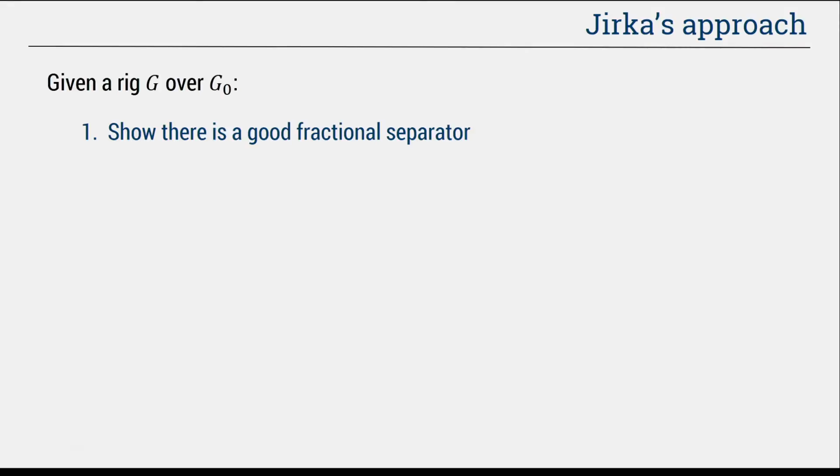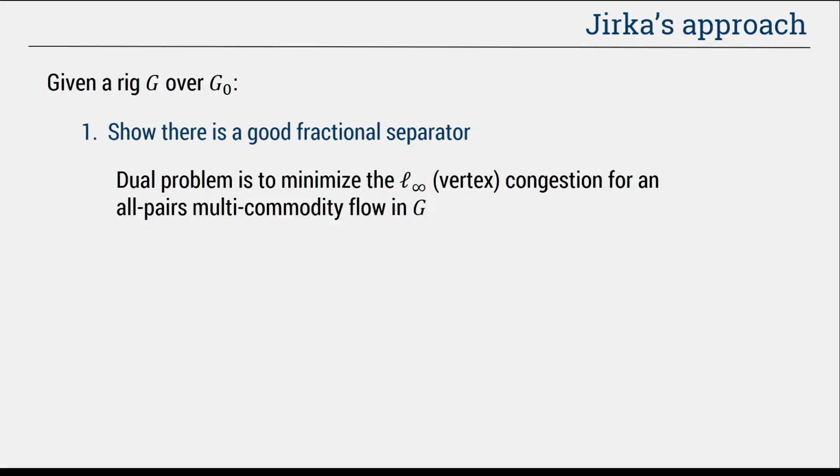Okay, so here's the approach. First, you show there's a good fractional separator. This is going to be quick. So, what's the dual problem to a fractional separator? It's a flow problem. So you try to send an all pairs multi-commodity flow in G, and you want to minimize the vertex congestion. So L infinity here means the maximum congestion. To show that there's a small separator, you need to show that there's lots of congestion for every all pairs flow. That's the sort of duality.